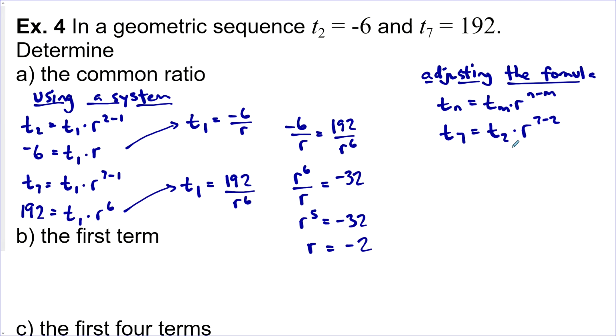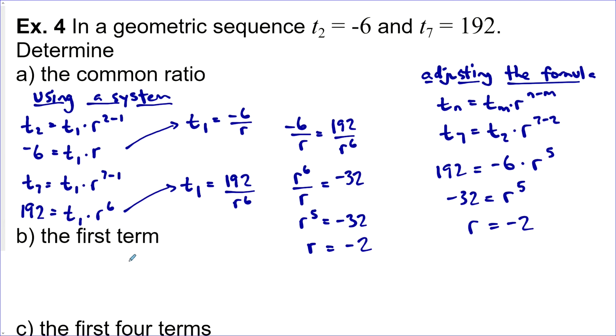Now let's put in the numbers, and this one is a bit better because we didn't have to solve for two equations here, the system. So 192 is equal to negative 6 times r to the power of 5. Divide both sides by negative 6, we get negative 32 equals r to the power of 5, and you can see we've jumped in right here. So take the fifth root of both sides and you get r is equal to negative 2. So obviously if you can remember this adjusted formula, it will be a bit easier.